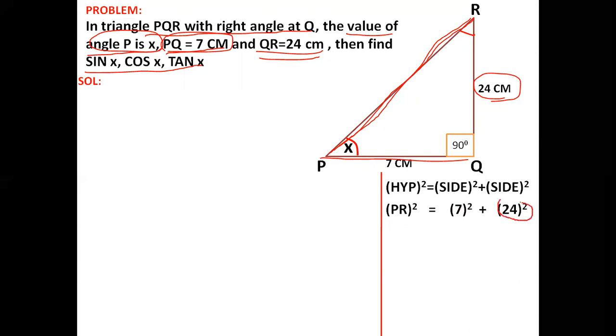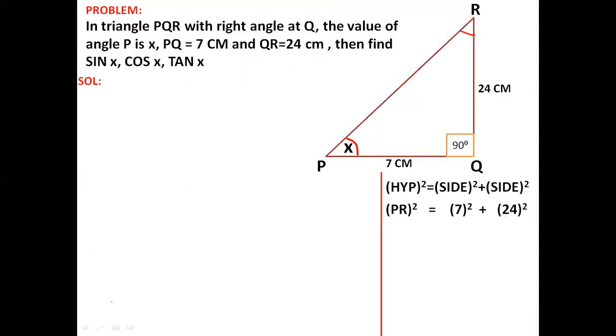24 square means you have to multiply 24 by itself two times. 24 into 24, you get 576. So PR square is equal to 49 plus 576, which is equal to 625.